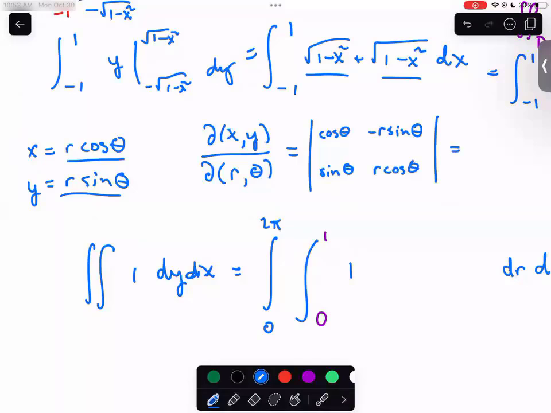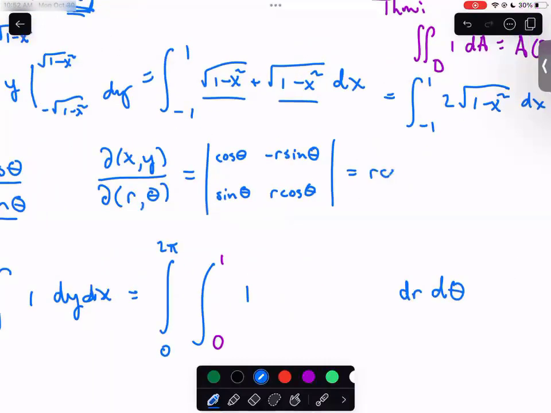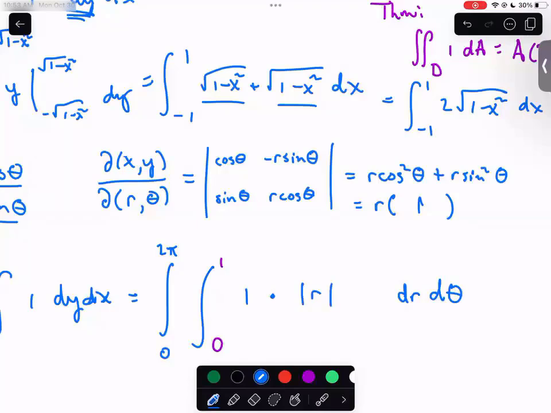Now we can go ahead and take our determinant. We're going to have r cosine squared theta minus a negative, so that's going to be plus r sine squared theta. Of course, if you factor out an r from both of these, you're going to have cosine squared plus sine squared, which we know is equal to 1. So this right here would be times the absolute value of r.